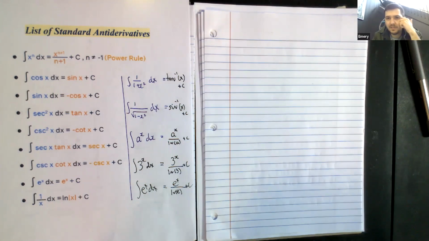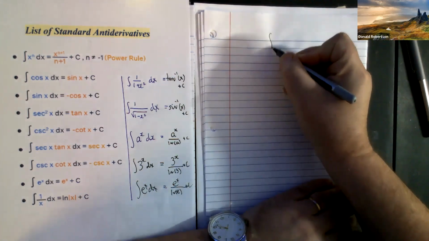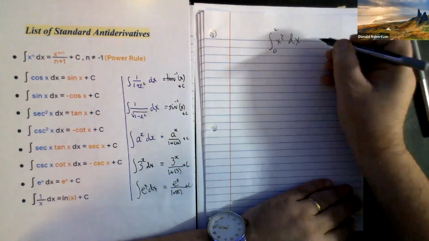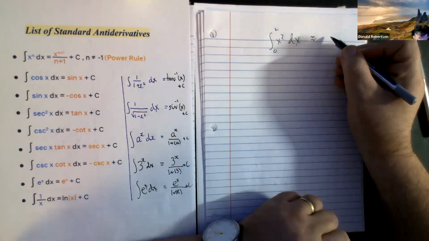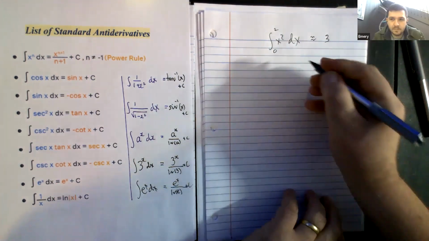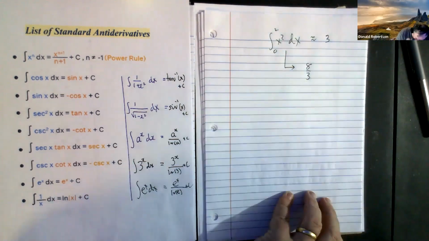So all you're going to do instead is find the exact value by just plugging into your calculator. Suppose you're doing that integral from 0 to 2, and I'm making this up, and your estimate was, let's say, 3. You do that in the calculator and you find out the right answer is 8/3.